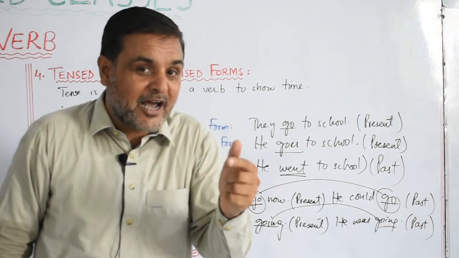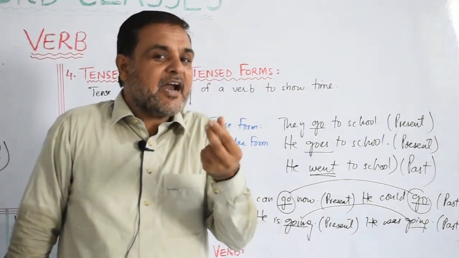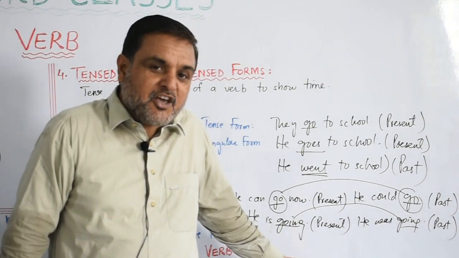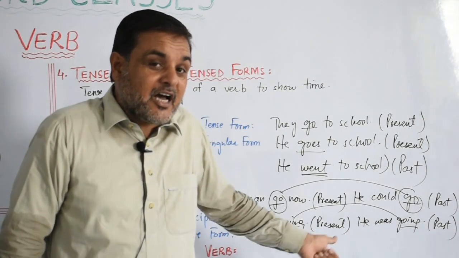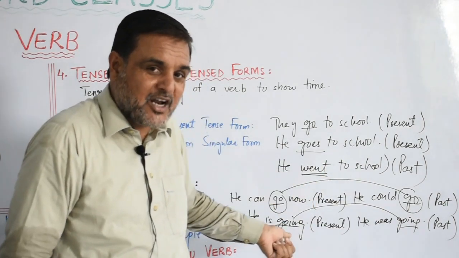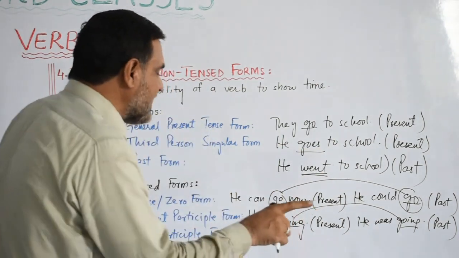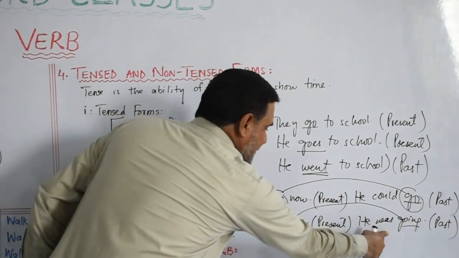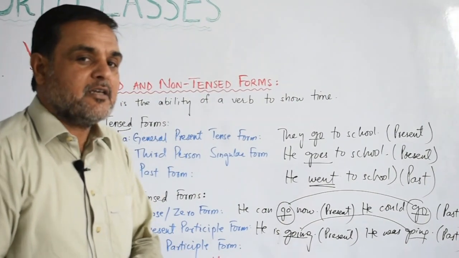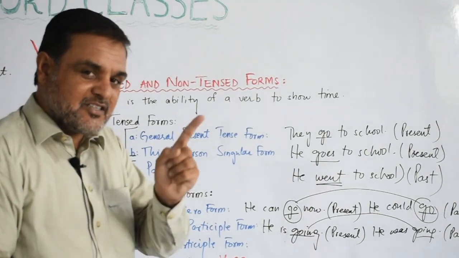If it had shown time, then both the sentences would have had the same time. If one was present time, the other would be the present time. If one had been the past time, the other would have been the past time. But that's not the case. You can clearly see that the verb is the same, but the time of both these sentences is different. It means going, present participle form, does not show time.